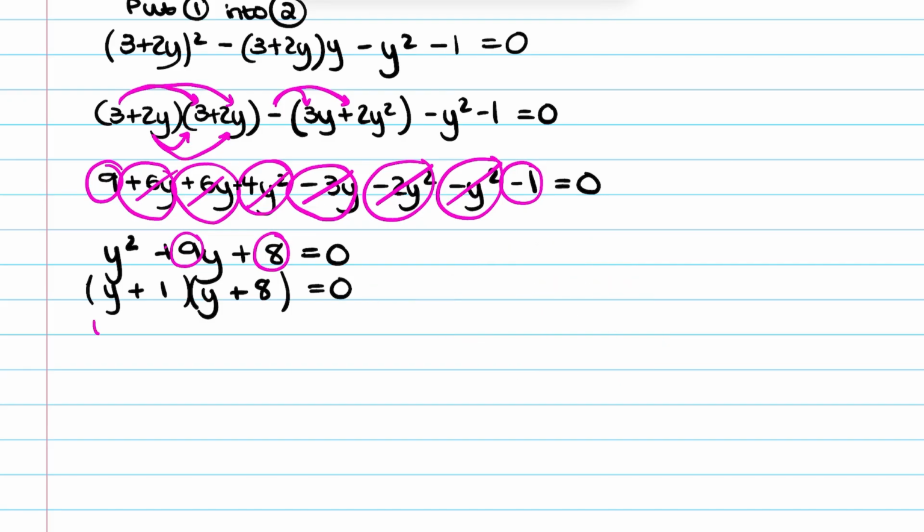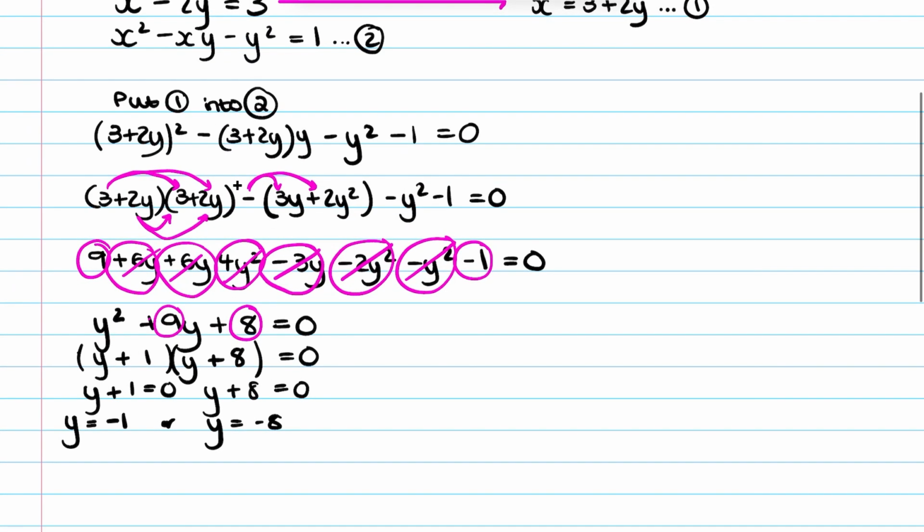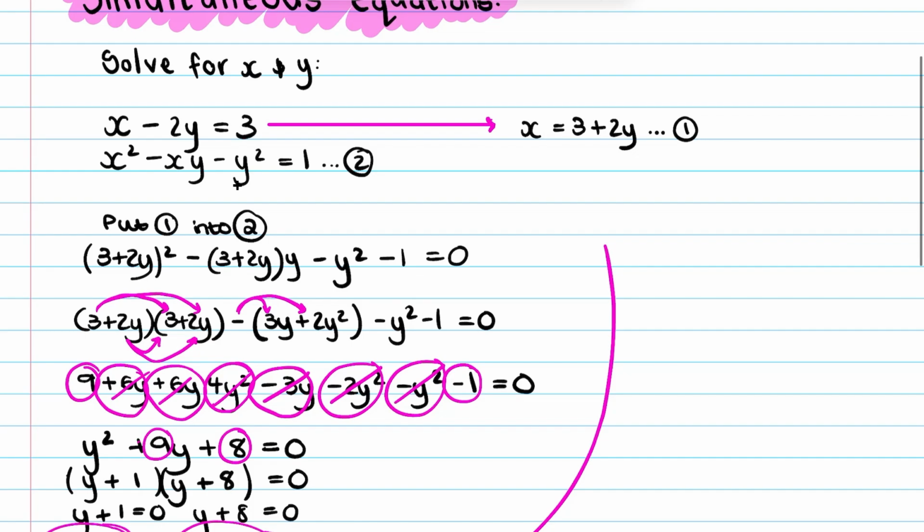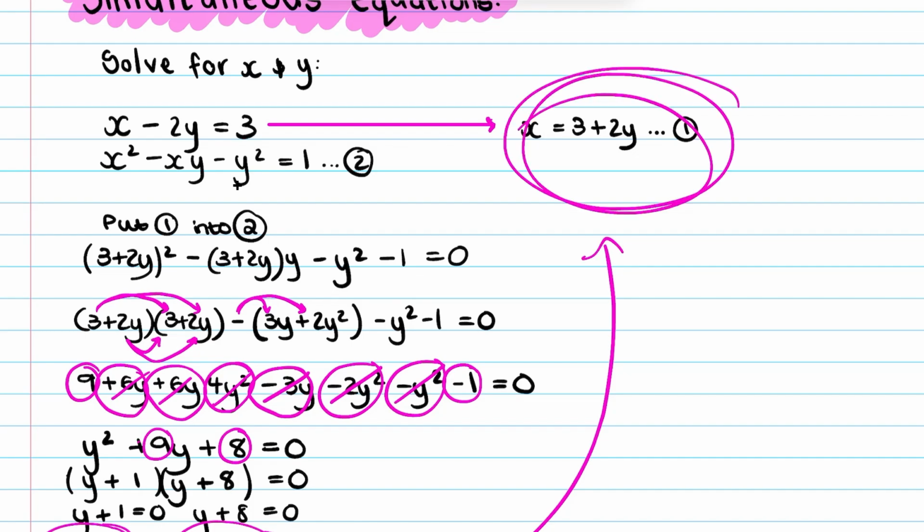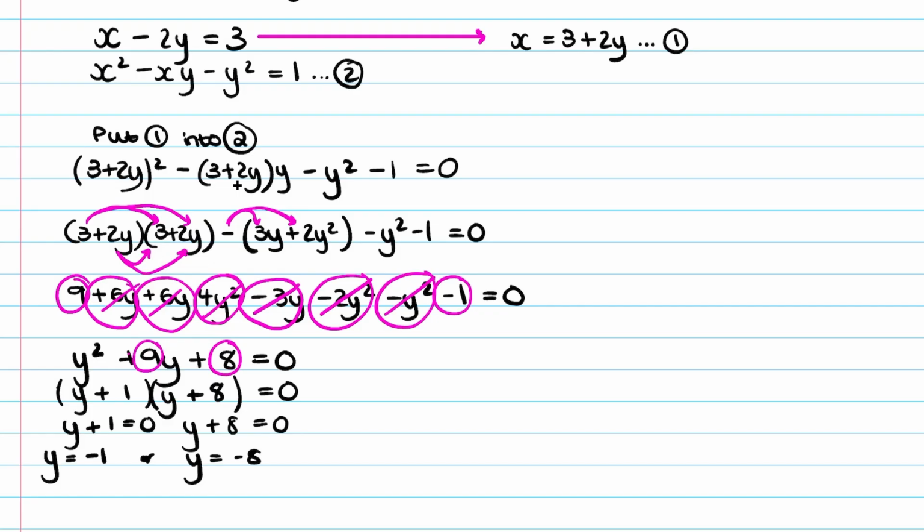So now we're just going to solve for y. So we're going to say y plus 1 is equal to 0 and y plus 8 is equal to 0. Then we're going to have y is equal to -1 and y is equal to -8. Just stick your 'or' between them. Amazing. Now all that's left to do is to substitute these values into this equation over here. So we're going to say put y values into 1. We're going to have y is equal to -1 and y is equal to -8.